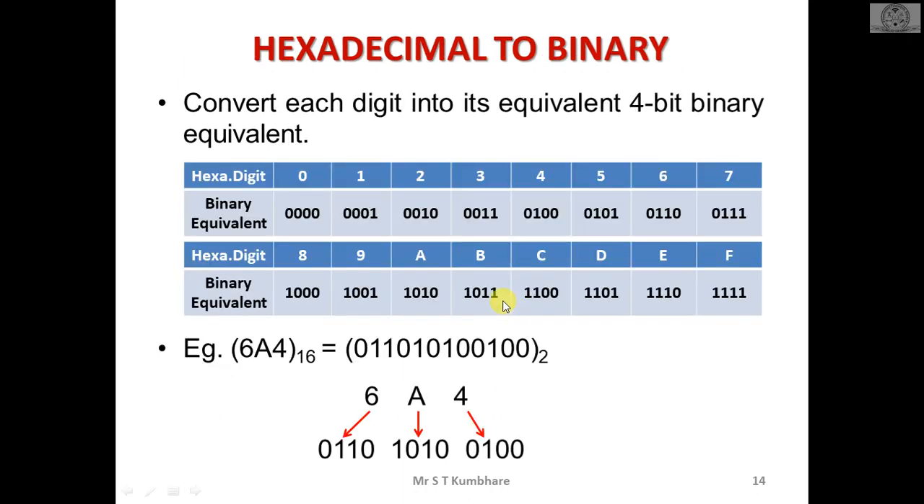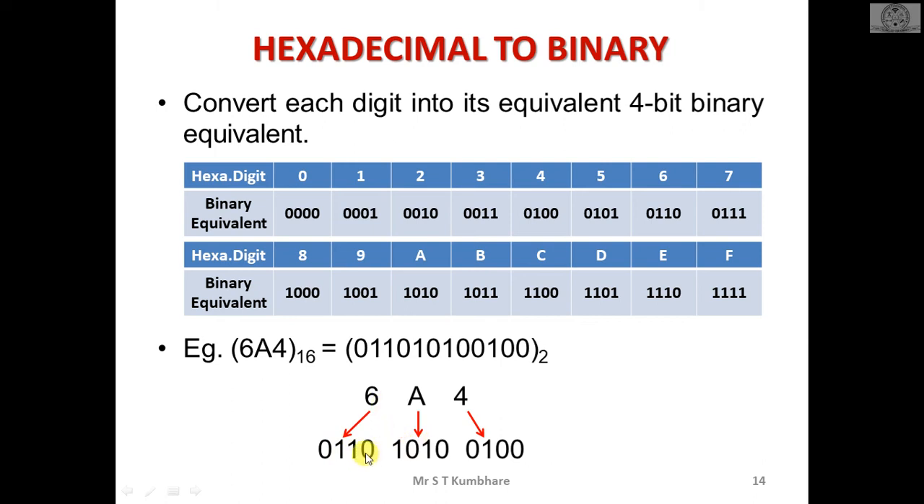Next slide is hexadecimal to binary. Hexadecimal to binary: convert each digit into its equivalent 4-bit binary equivalent. Reverse of that. So 6A4. I will split all these digits: 6, A, 4. Then I have to write down its equivalent binary numbers.